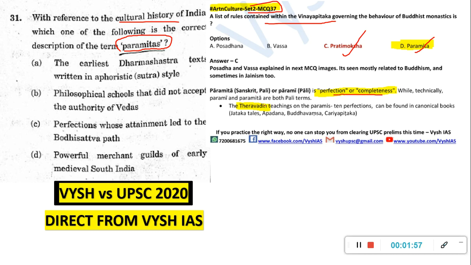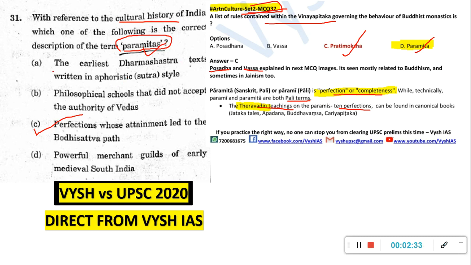Okay, so these are Pali terms, and it's based on the 10 perfections which is there in the Theravadin teachings of Buddhism. Okay, so here if you see in this there is an option perfection whose attainment led to the Bodhisattva path. So like this, if you have been doing basic test series, like history, art and culture, we are giving I think only 2 to 4 tests. So that 200 to 400 MCQs, if you studied every possible term which is there in the standard textbook, we will be teaching you. Okay, so here perfections whose attainment led to the Bodhisattva path is the definition of the term paramitas. Now after 2-3 years again this will repeat, that time you should know.